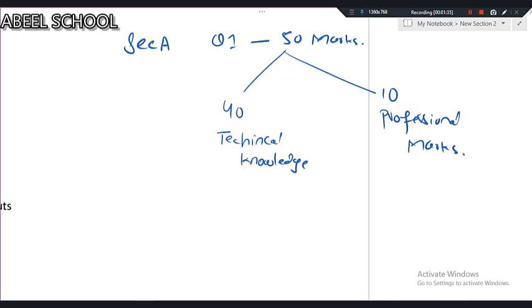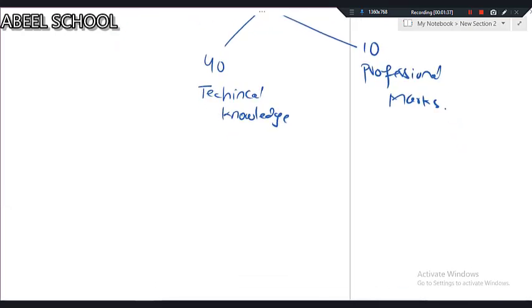Now let us go into more detail of this question. How do they ask this 50 marks question? Normally this 50 marks question will be in two parts. Part A, normally, it's not necessary, but normally it ranges between 8 to 10 marks. And normally part A, which ranges between 8 to 10 marks, is pure theoretical.